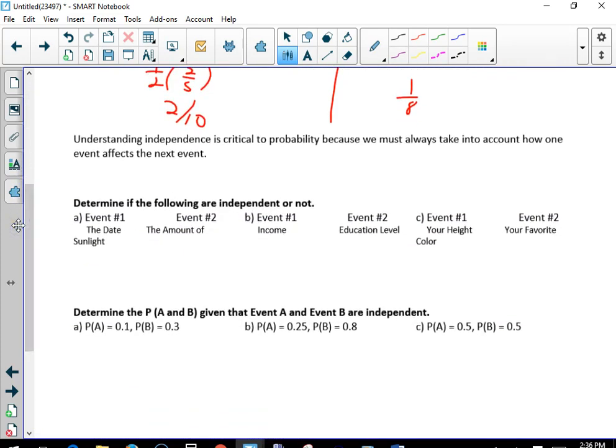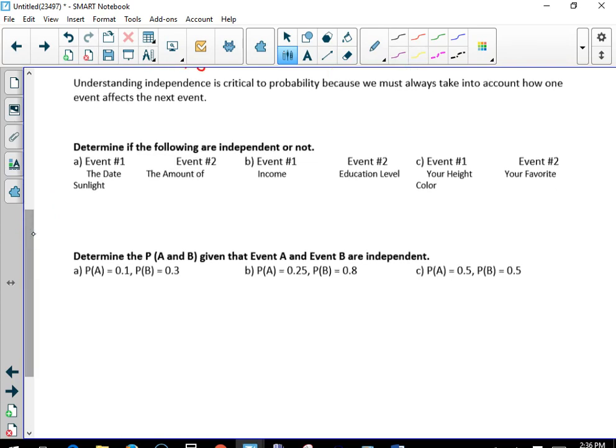Now, understanding independence is critical to probability. We must always take into account how one event affects the next event. Determine if these are independent or not. So the date, sorry, this didn't print right. That's the amount of sunlight.